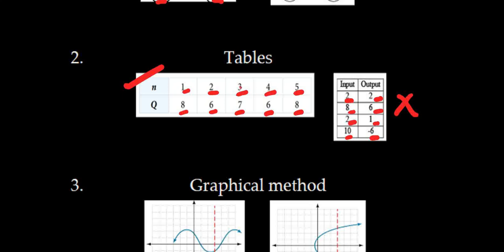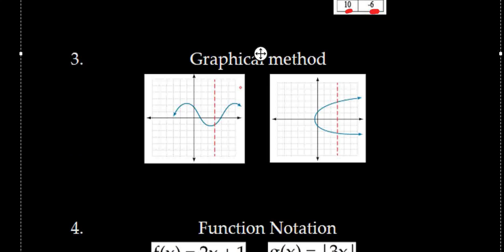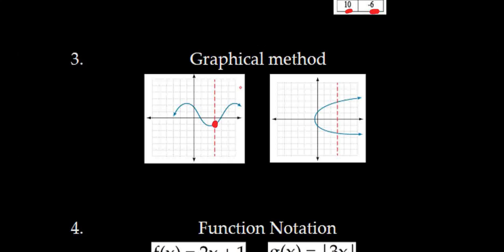Let's now look at number 3, the graphical method. The graphical method is used to represent a relation, and for us to test if the relation is a function, we use the vertical line. As you can see, the vertical line is drawn through the graph. If the vertical line cuts through the graph at just one point, as you can see here, then such a relation is considered a function.